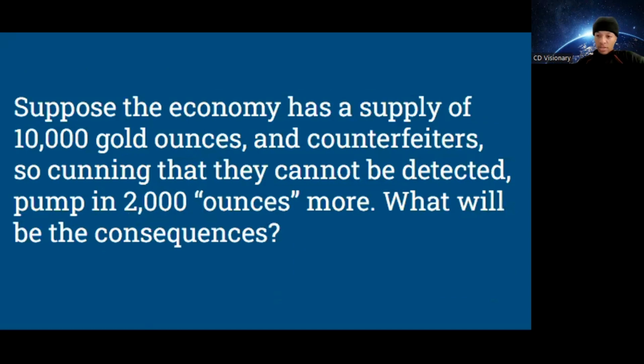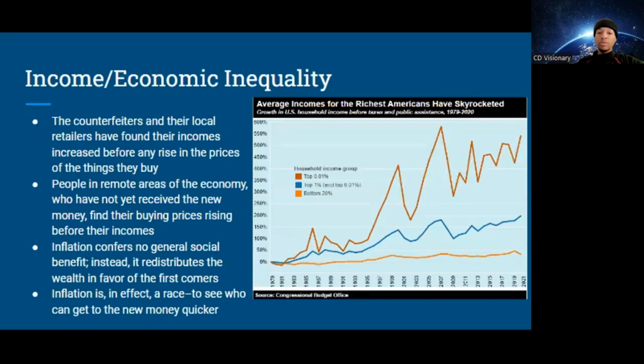All right, so let's look at this example. Suppose the economy has a supply of 10,000 gold ounces, and counterfeiters, so cunning that they cannot be detected, pump in 2,000 ounces more. What will be the consequences? Income and economic inequality. The counterfeiters and their local retailers find their incomes increase before any rise in the prices of the things that they buy.